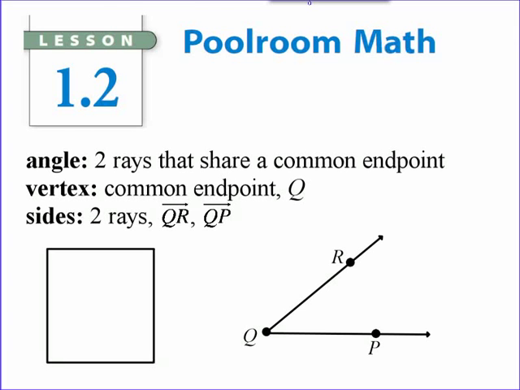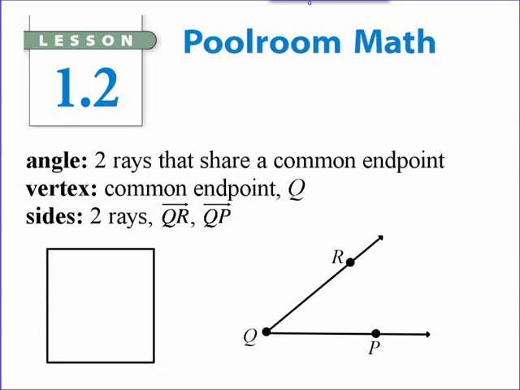Right, so today the topic of our lesson is Pool Room Math, lesson 1.2. We're going to discuss angles first of all. An angle is defined as being two rays that share a common endpoint. And so if you look at this figure I've got right here, this is what an angle looks like. It can be small, it can be big. And so this is just a smaller one.